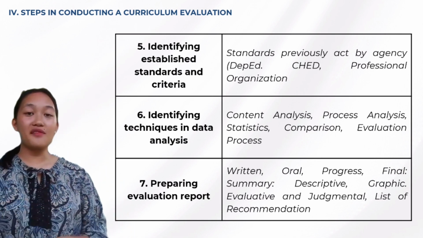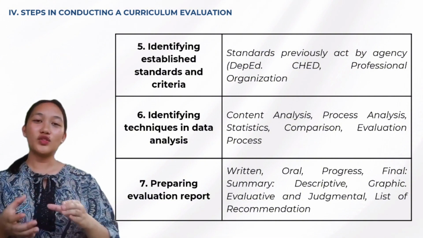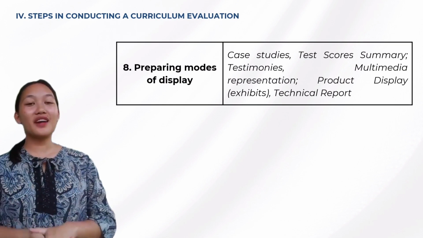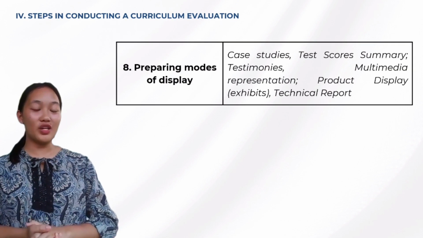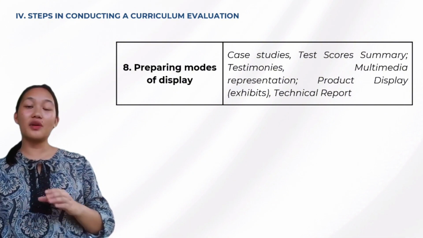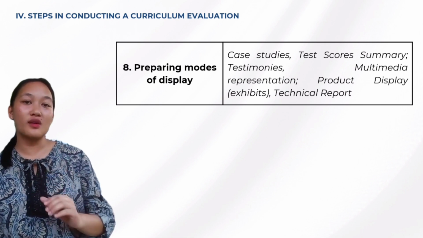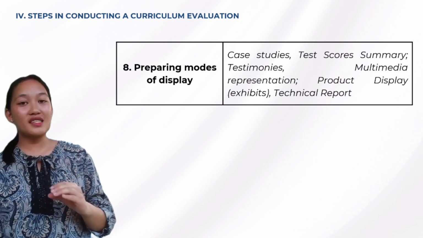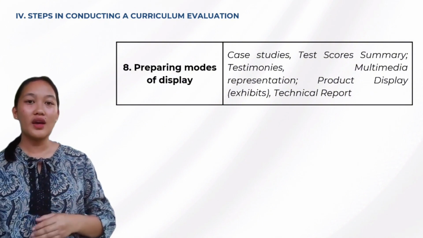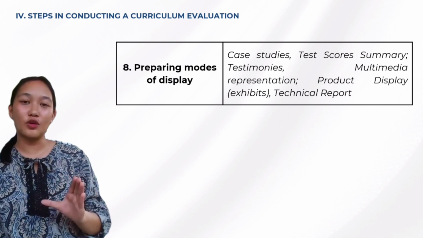So these eight that I have mentioned are the parts that we have to include in the report that we are making to ensure that our report is well structured. Now, we're finally down on our last step of curriculum evaluation, which is to prepare modes of display. To effectively communicate your evaluation findings to different audiences, you need to consider various ways of presenting the information. This step involves planning how you will visually and interactively share your results. You can consider choosing display methods that are engaging and accessible to your audiences.